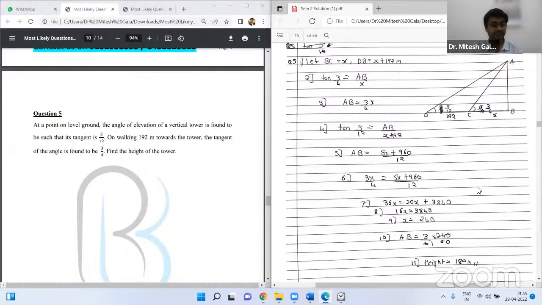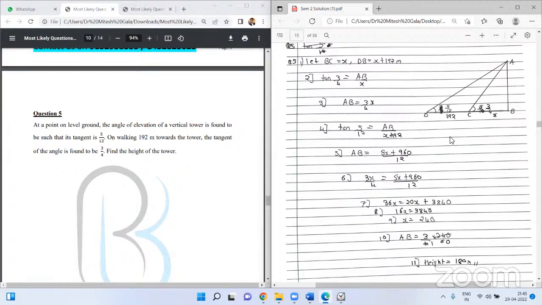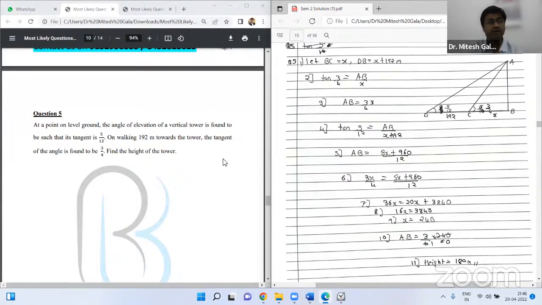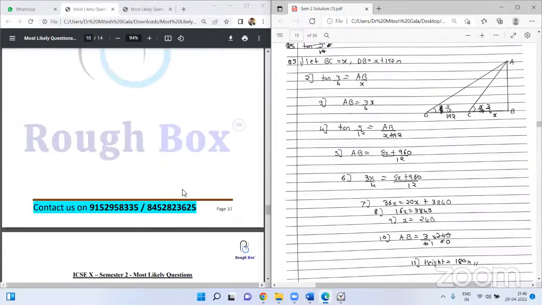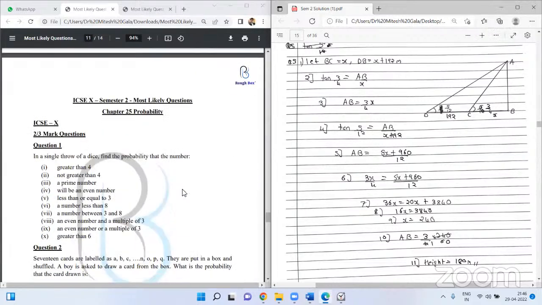Clear, everybody? Sir, can we expect questions related to trigonometric tables from this chapter? Yes, why not? And the tables will be provided by the school. It has to be done. If they don't provide, you can ask for it and you can even fight for it. They have to provide. It's the board rule. Or else the values will be provided in the question only.